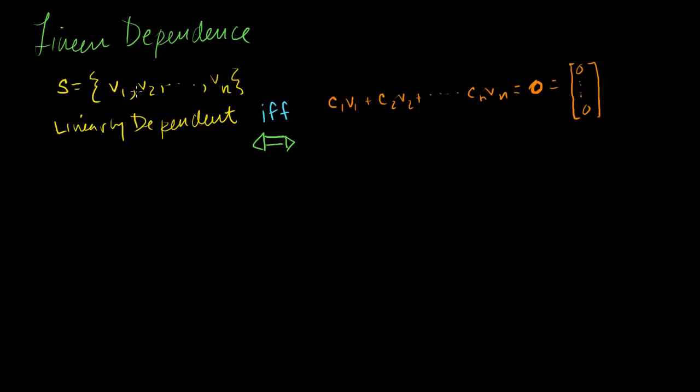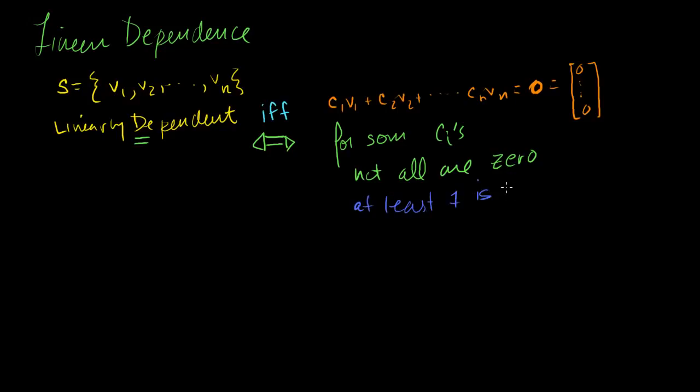So my set of vectors is linearly dependent. Remember, I'm saying dependent, not independent. It is linearly dependent if and only if I can satisfy this equation for some ci's where not all of them are equal to 0. For some ci's where not all, and this is key, not all are 0. Or you could say it the other way: at least one is non-zero.